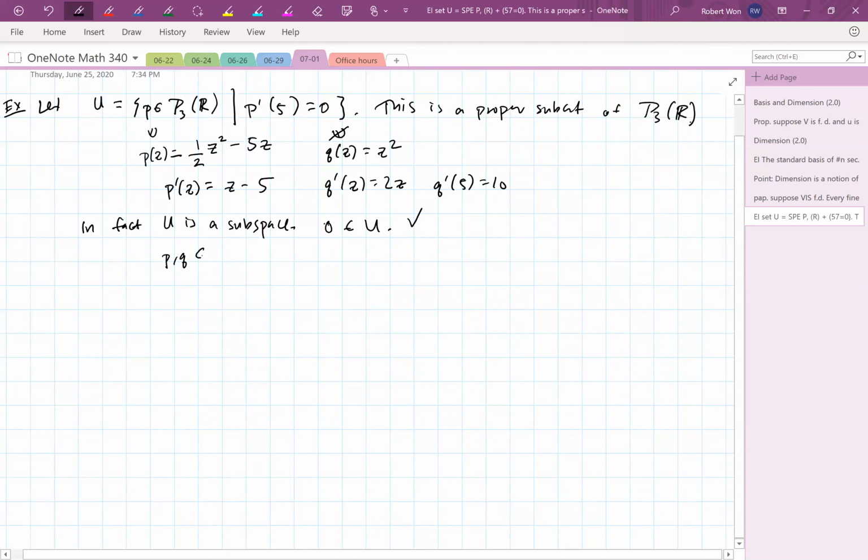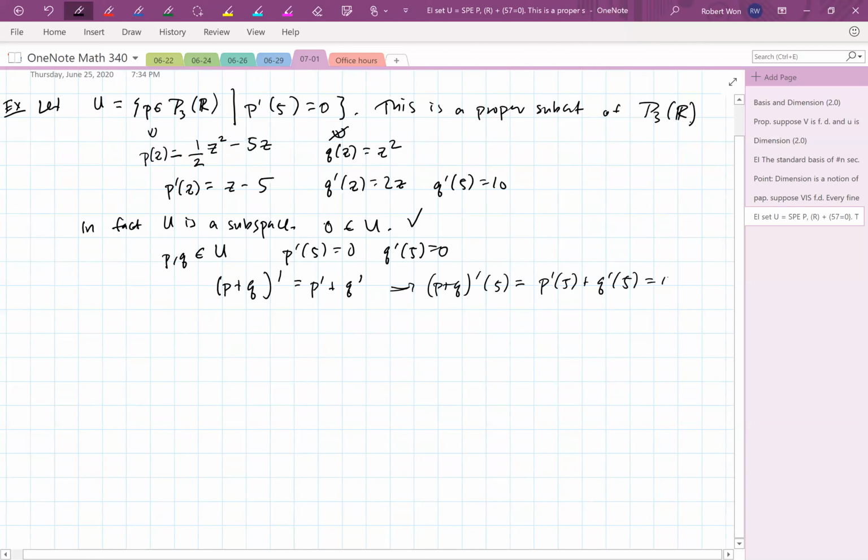If P and Q are both in U, it means that P prime of 5 is 0 and Q prime of 5 is 0. Well, you can look at the new polynomial P plus Q. That's a new polynomial. And in calculus, you learned that the derivative of a sum is the sum of the derivatives. So if you evaluate the derivative of this sum at 5, you get P prime evaluated at 5 plus Q prime evaluated at 5. You get 0. So this polynomial is also in U.